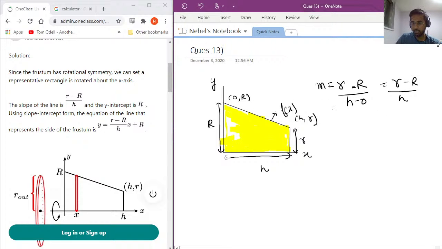Given the slope, we can say that the equation of the line is y = mx + c. In order to find c, we can substitute x = 0. At x = 0, y = R. Therefore, c is equal to R.